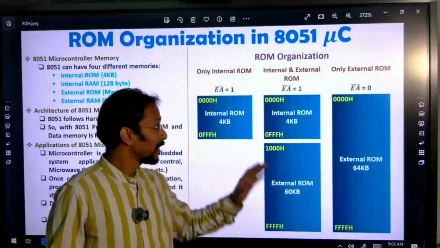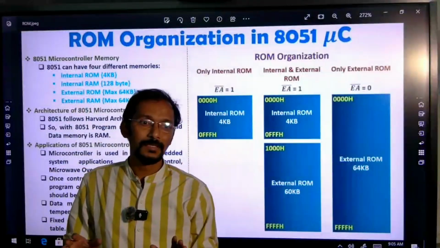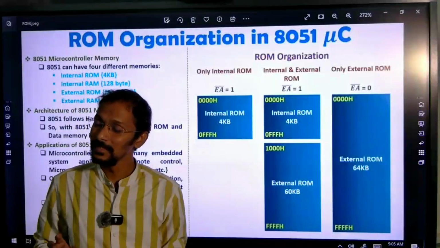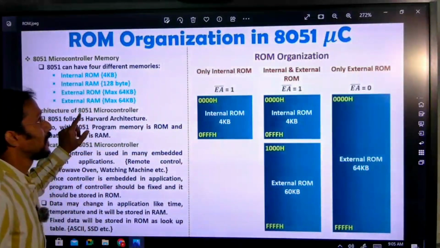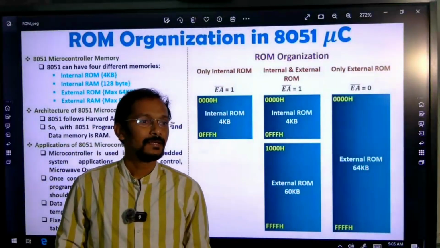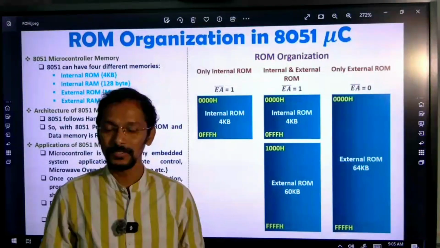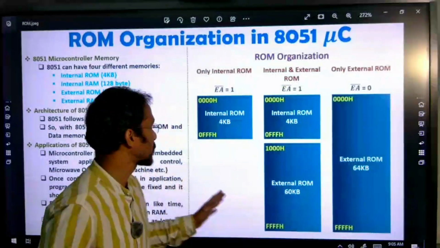We cannot erase the program. After the power gets cut off, the program will remain as it is. In this ROM or program memory, we store the codes or programs, whatever the application needs, using C language or assembly language instructions.